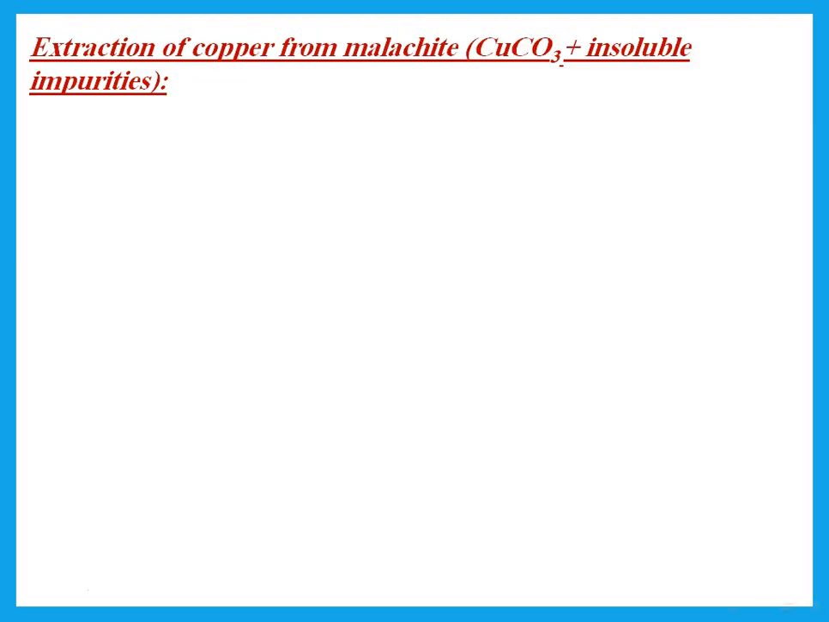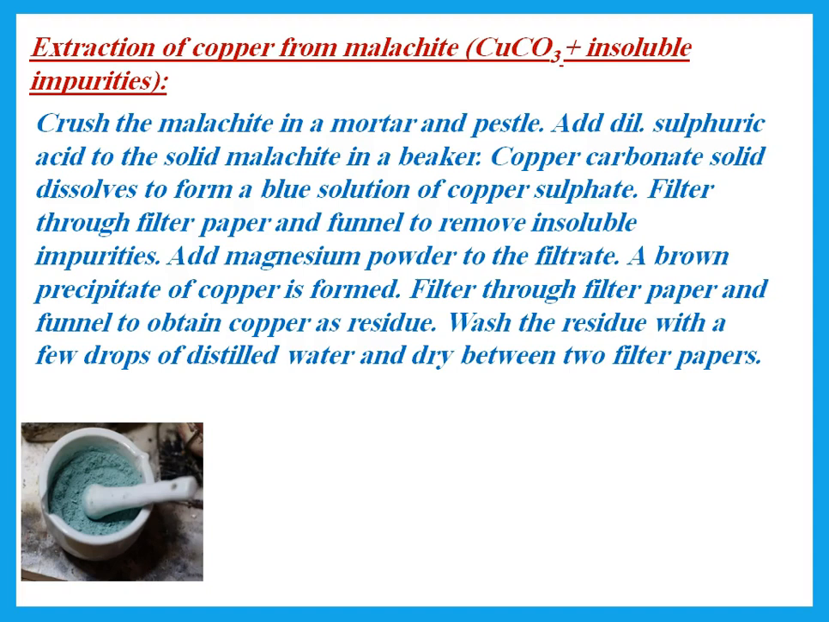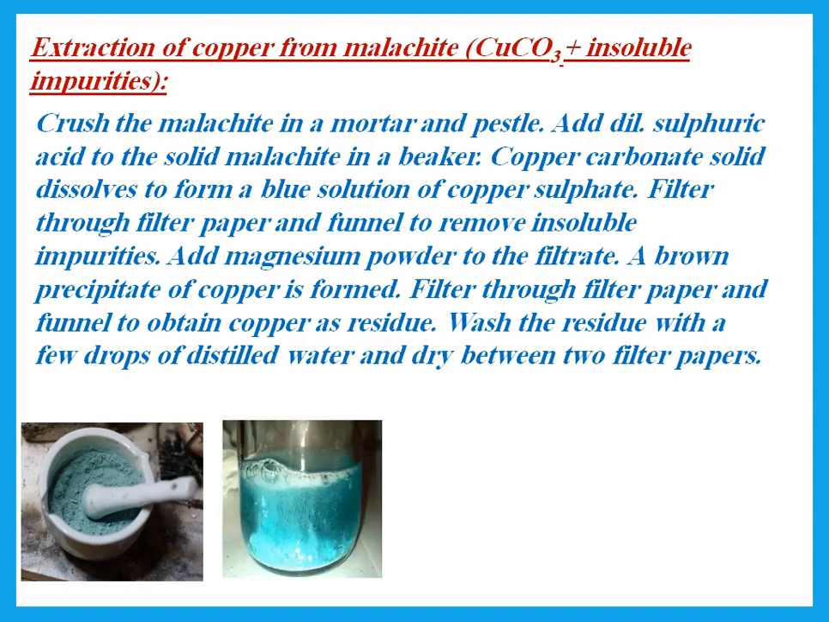I can also extract it by a different method. So if I have something called malachite. Malachite is a mixture of copper carbonate with other things. I want to make copper from it. So the first thing is I crush the malachite in a mortar and pestle. I put it into a beaker and add sulfuric acid. So in this case, I am changing the copper carbonate, with sulfuric acid, into copper sulfate. So the copper carbonate changes into copper sulfate.